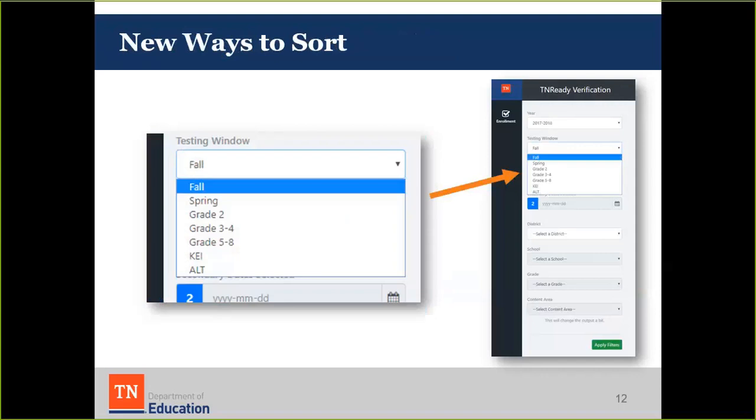There are also some new ways to sort that were released last week into the visibility tool. Fall refers to fall EOC testing. Spring refers to spring EOC testing, and then you have it broken into grade bands of grade 2, grade 3 through 4, grade 5 through 8, and then 2 other areas: the kindergarten inventory, which is something that is coming towards you over the next few months, and alt assessment. You notice that the first thing you choose is the year, which is defaulted. The first choice that you'll make then is the testing window, and at this testing window you have all of these options to work with, and you can drill down from there.